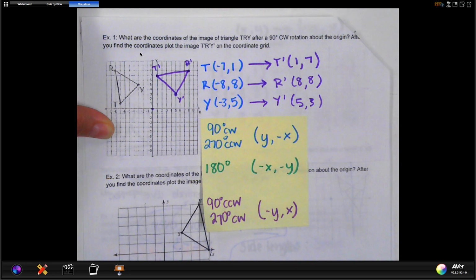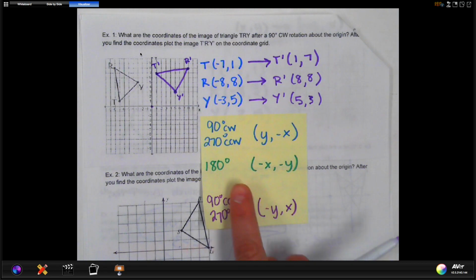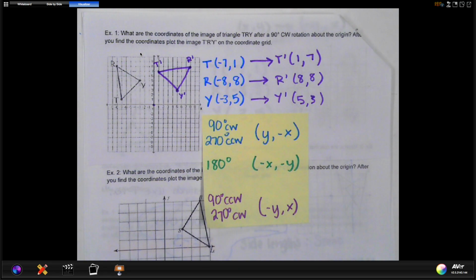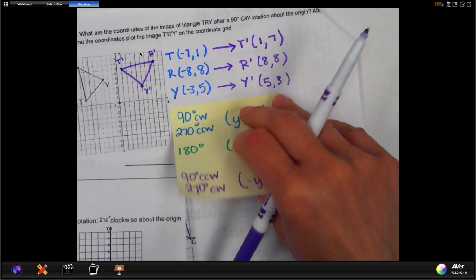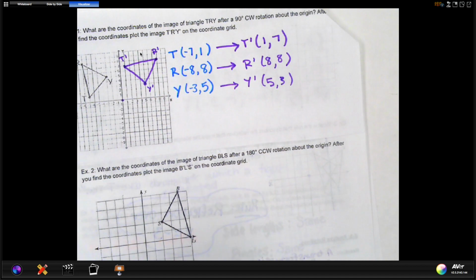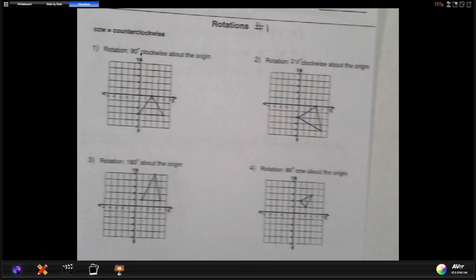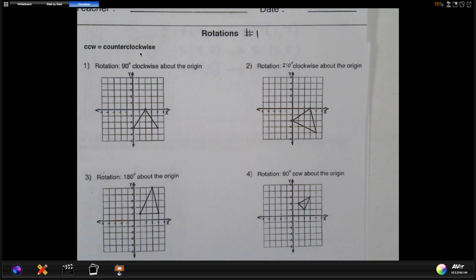So great job with that one, and you're going to want to have these to complete our assignment today. Our assignment today looks like this. And we have more examples, which we can get to when you get back. But here, let me get you started on the assignment.